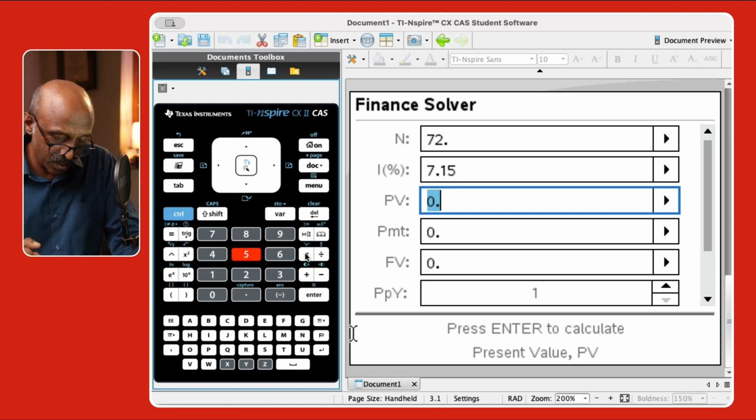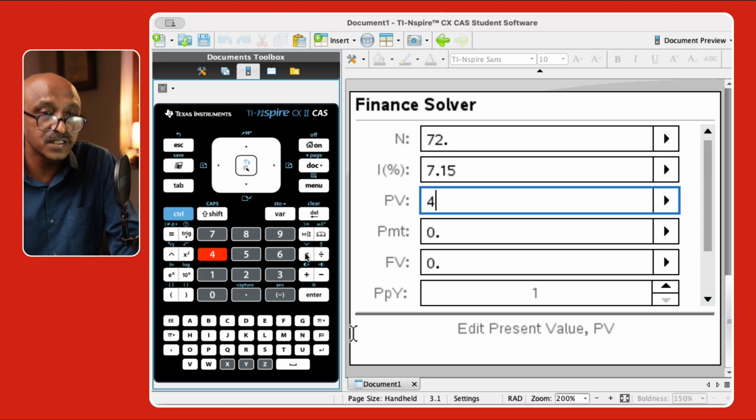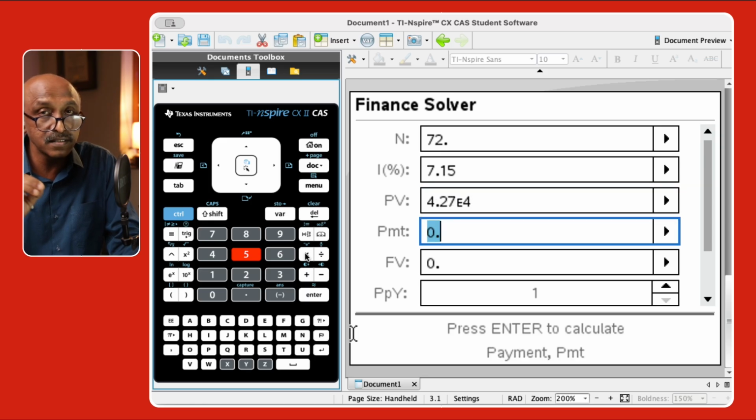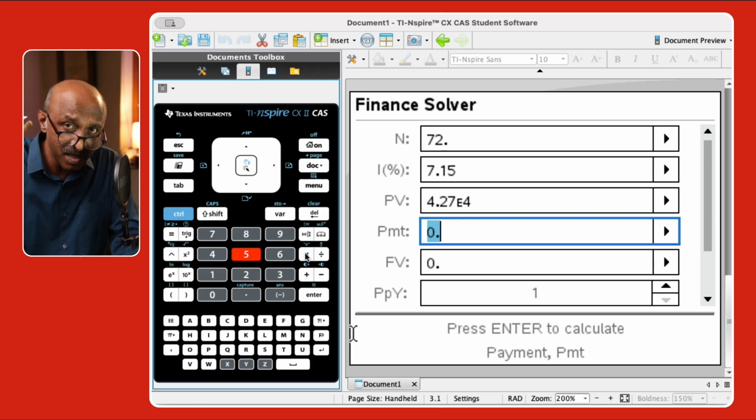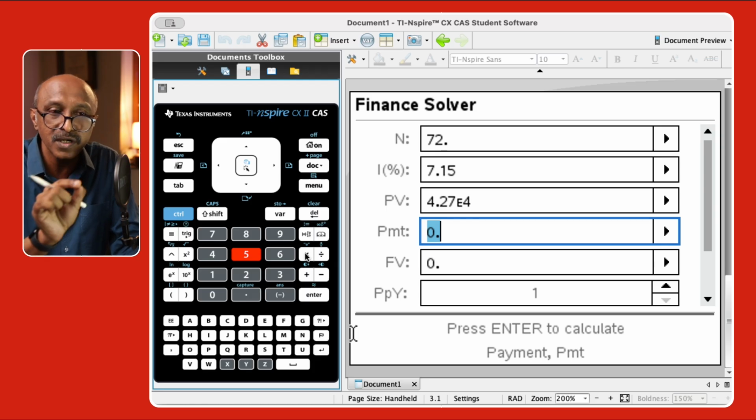Okay, it's coming into his account, right? So 42,695 is what I'm going to enter with a positive sign. The payment is what we're going to find out, and when the answer is calculated, it'll come with a negative sign because payments are being made, money is leaving the pocket, so it'll indicate the negative sign, okay? And here you can see that it is showing me with the E4.